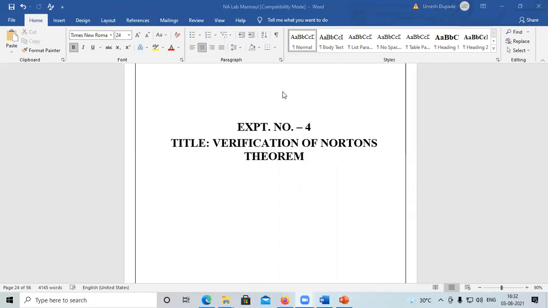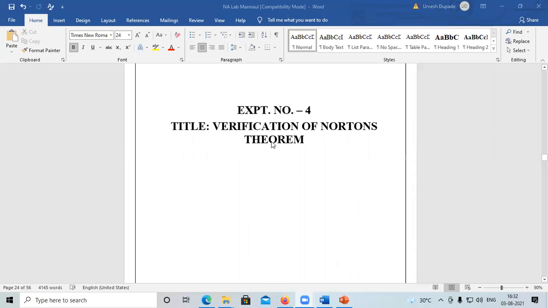Now see, experiment number 4 is the verification of Norton's theorem. The statement of Norton's theorem is that any two terminals of the network can be replaced by an equivalent current source in parallel with an equivalent resistor.